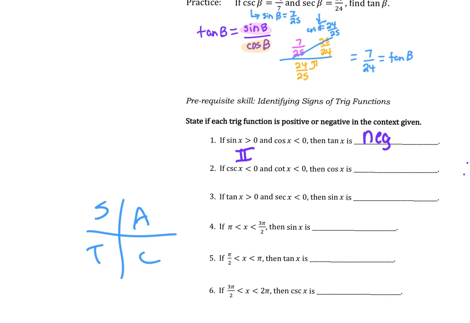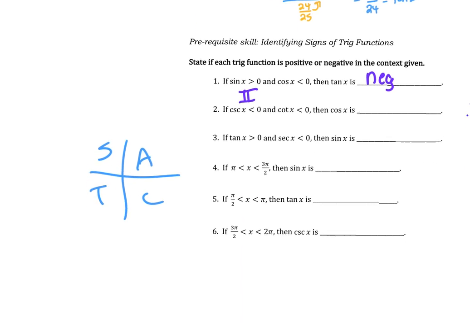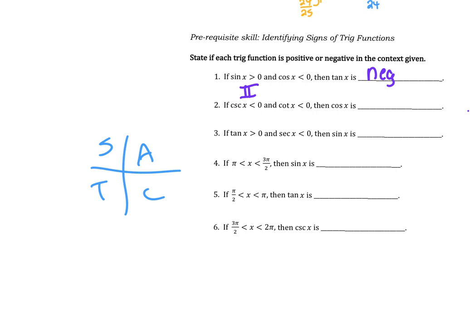All right, for number 2, Kira, what quadrant and what sign? Cosecant's negative and cotangent's negative. So that means sine and tangent are both negative. So which quadrant is that? Quadrant 4. Yeah, good. Quadrant 4. And so that means that the cosine value is positive. Excellent.